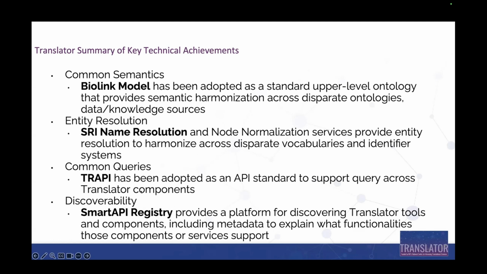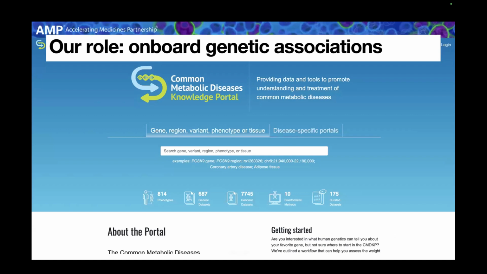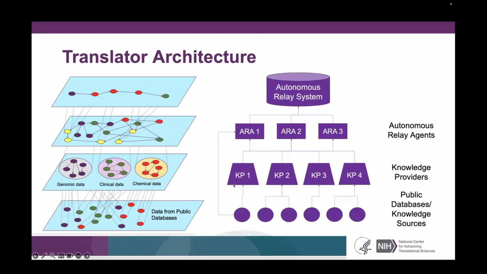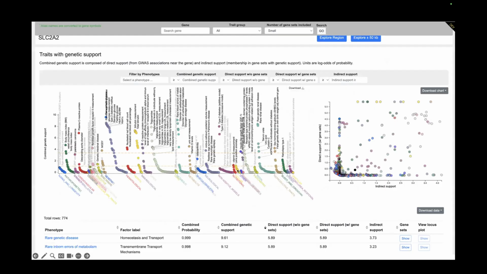So there's been a ton of infrastructure built for allowing many different data sources to be put alongside one another, harmonized, and queried. I think that's really one of the major advances of Translator. As I mentioned, I do not work on any of this. Our group is part of one of these knowledge providers, and our role is to onboard the type of genetic data that I showed you within Translator as the genetics knowledge provider.